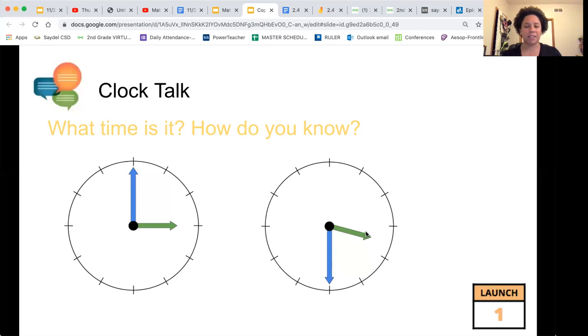And if I look at the short hour hand, it's between two numbers. So I have to think, what do I remember about time? Well, it definitely isn't to this one yet. So it has to be at this mark for the hour. And that would be again 1, 2, 3. So this clock says 3:30.